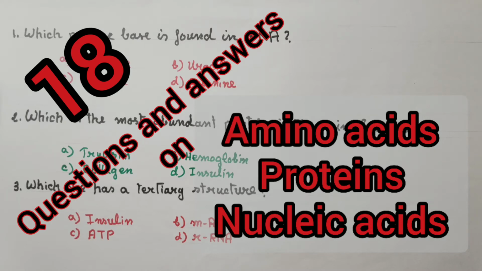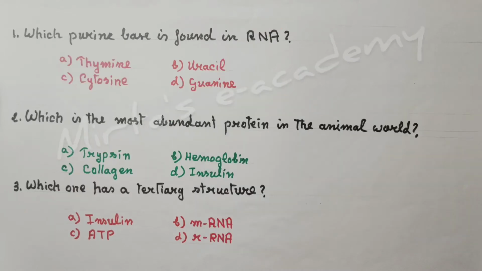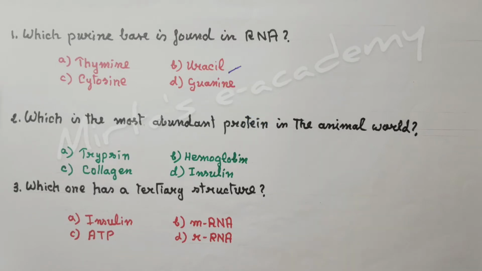So let's start. The first one is, which pyrimidine base is found in RNA? This is a common question and we all know the answer. Answer is uracil. In RNA, thymine is replaced by uracil, which is the demethylated form of thymine.